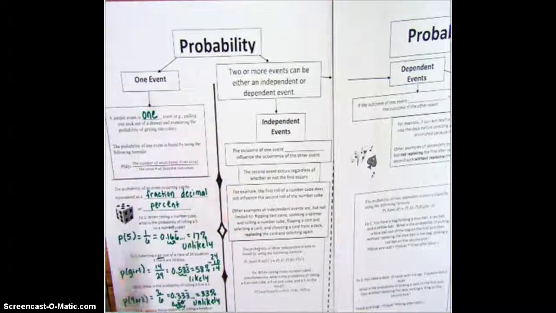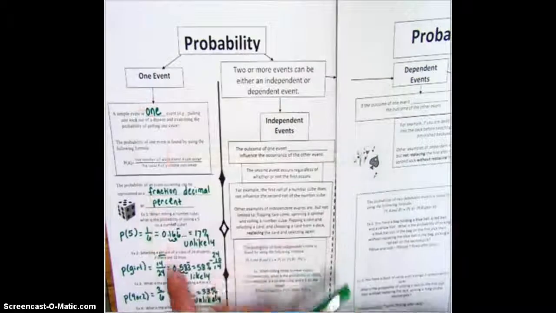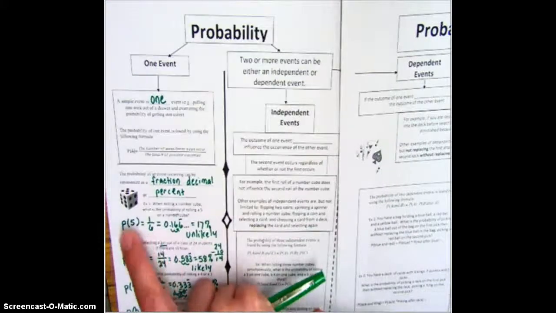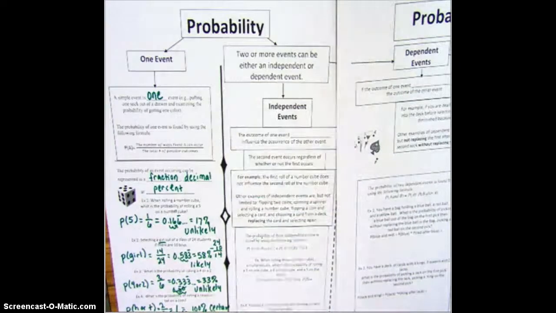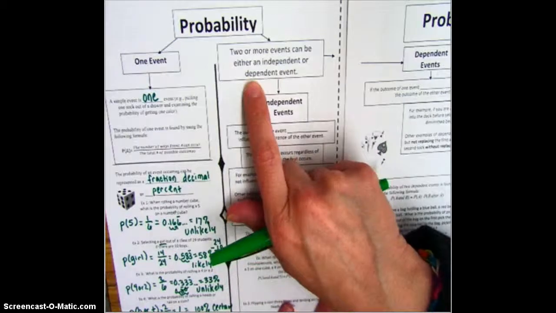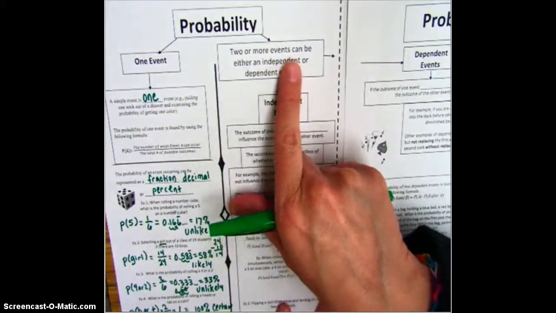We've already discussed probability with one event. So a probability in one event, you end up with one fraction. It's either you're selecting one thing or you're selecting one of two things, like a blue or a red. So we also have a situation where we're going to be finding the probability of two or more events.